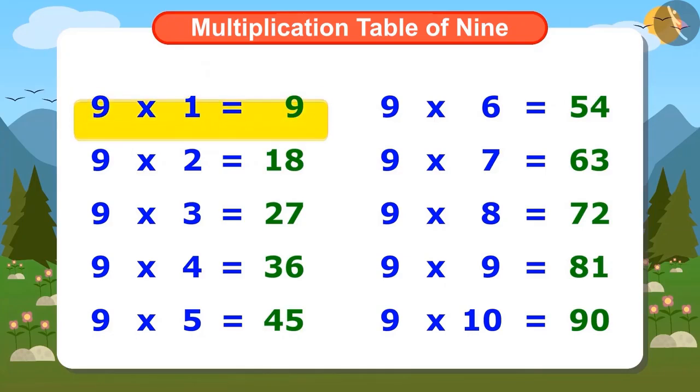9 ones are 9, 9 twos are 18, 9 threes are 27, 9 fours are 36, 9 fives are 45, 9 sixes are 54, 9 sevens are 63, 9 eights are 72, 9 nines are 81. 9 tens are 90.